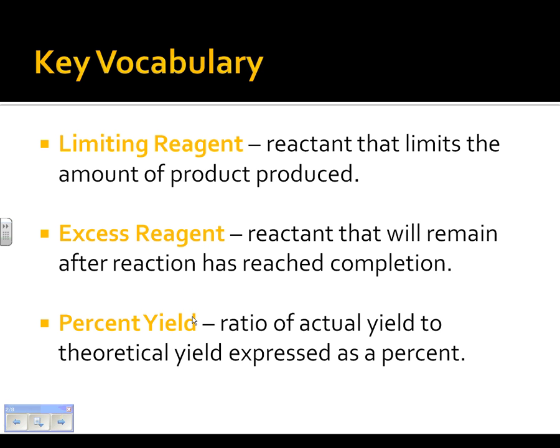Percent yield is the ratio of actual yield to theoretical yield expressed as a percent. Percent yield can be found by dividing actual by theoretical yield and multiplying by 100.